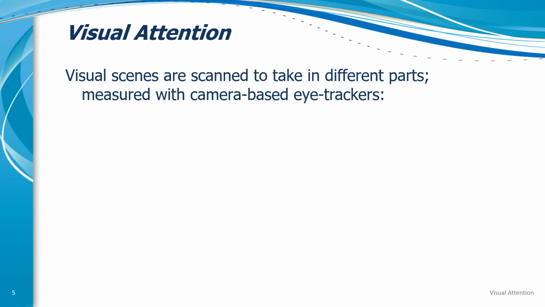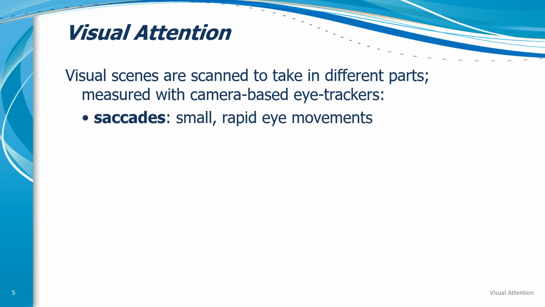When we look at a visual scene, we might think that we take in everything all at once. That is not how it works, however. We take in little bits at a time, little bits and pieces that are stitched together. We know this is done by using camera-based eye tracking equipment. It's actually a camera looking at your eye, and it's calibrated to know where your eye is looking at. Now, when your eyes are moving, this is called a saccade. They are small, very rapid eye movements.